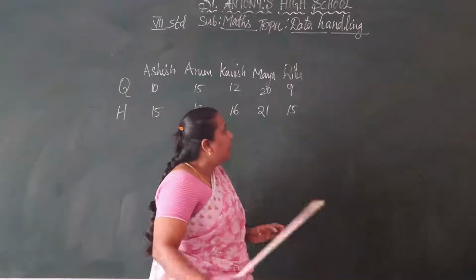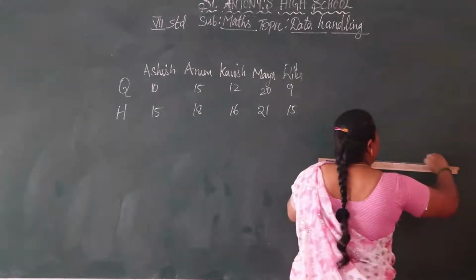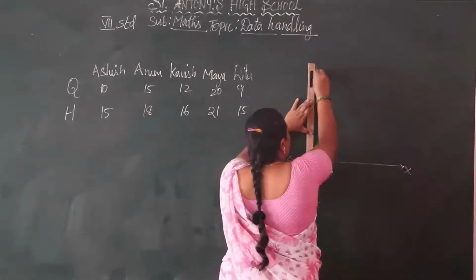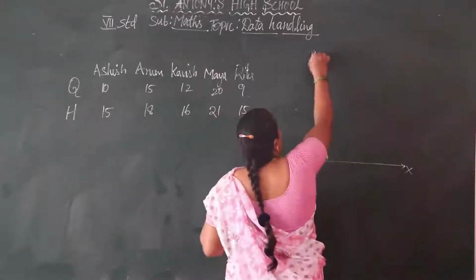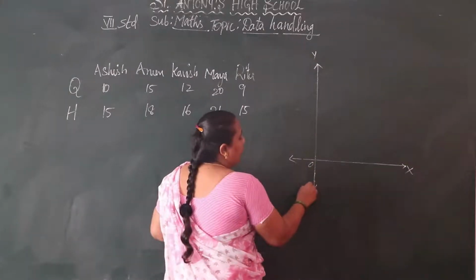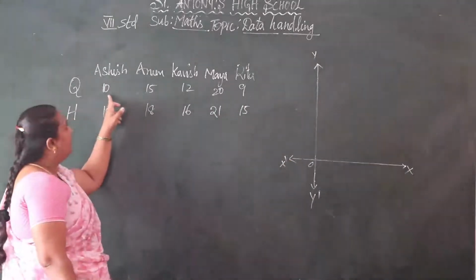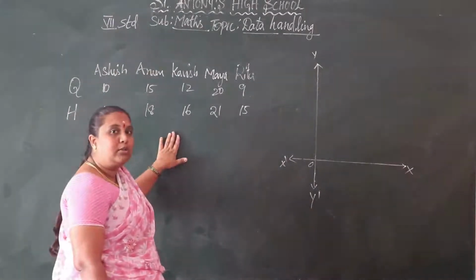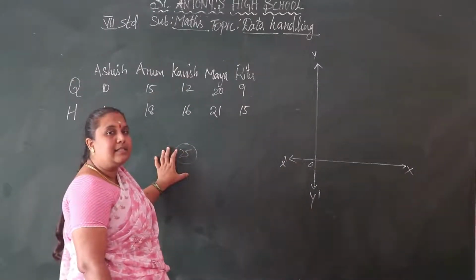For this, first we have to draw the x-axis and y-axis on the graph sheet. This is the x-axis and this is the y-axis. We have to take frequency on the y-axis. What is the frequency here? The data given for quarterly and half-yearly. These marks are out of 25, so we take 0 to 25.